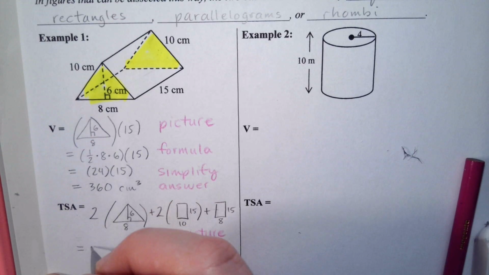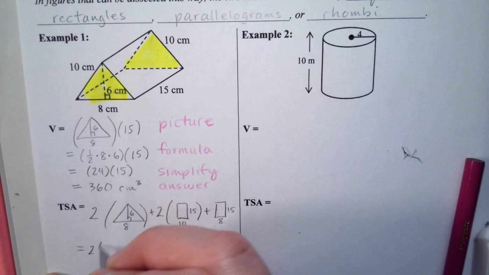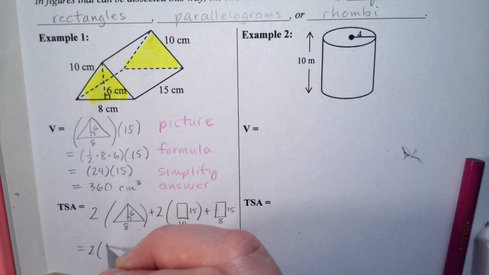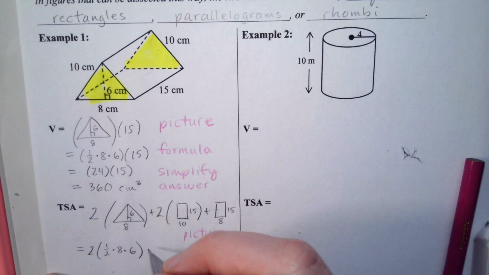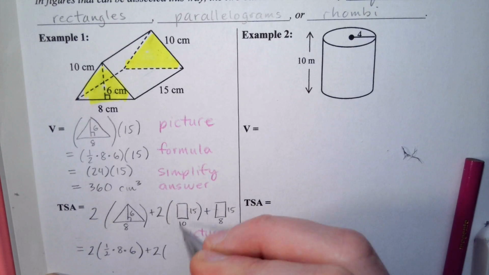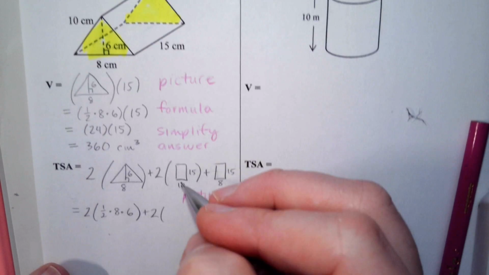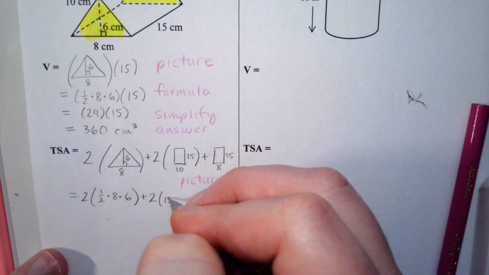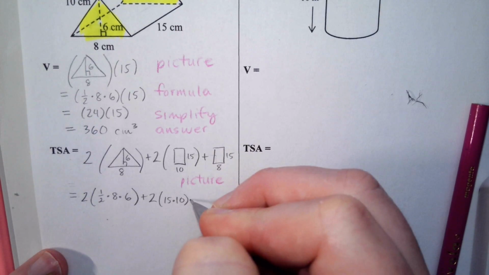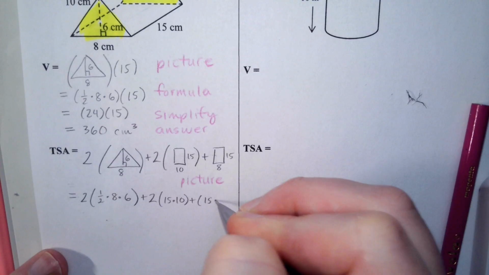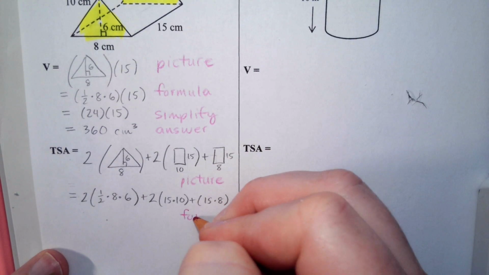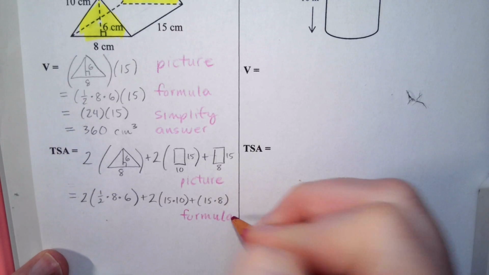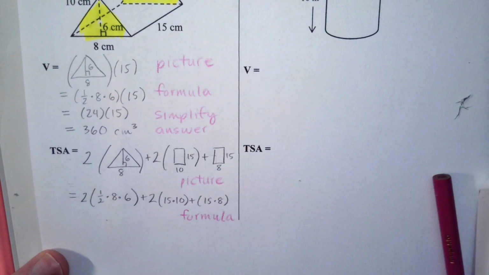Substitute those in. So I have 2 triangles, and the formula for the triangle is 1/2 base times height, so 1/2 times 8 times 6, plus 2, each rectangle is base times height, so that is 15 times 10 plus 15 times 8. Okay, this is our formula step. I'm showing exactly how to use the formulas.